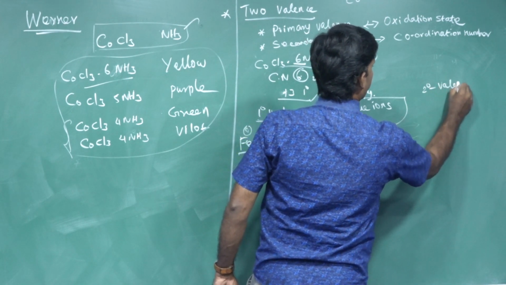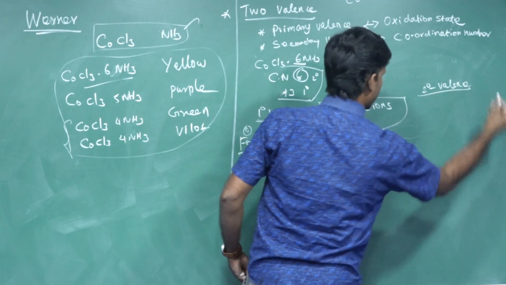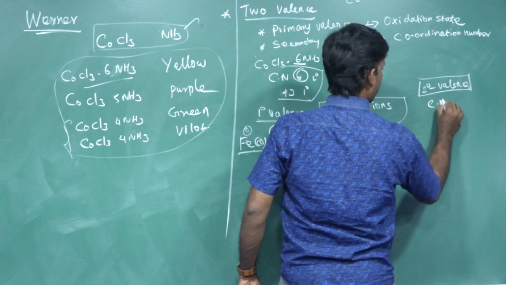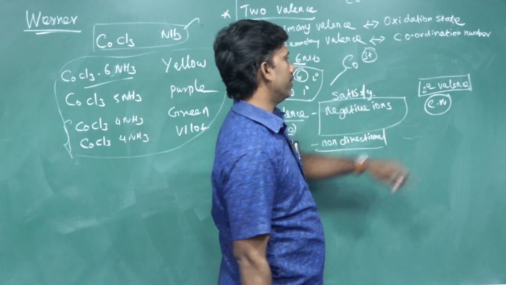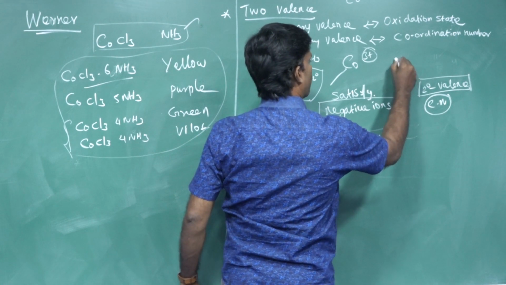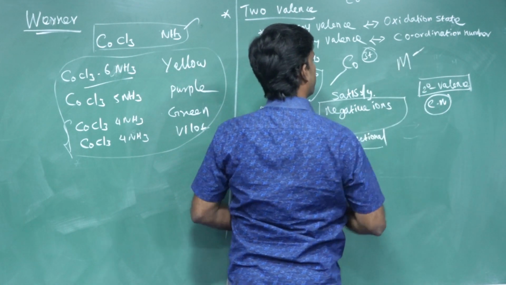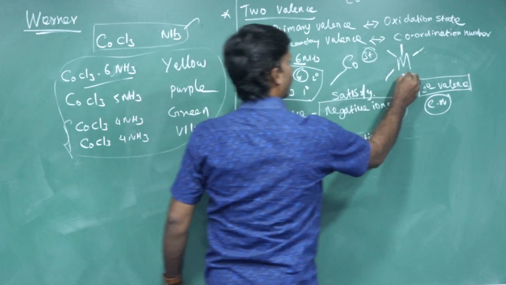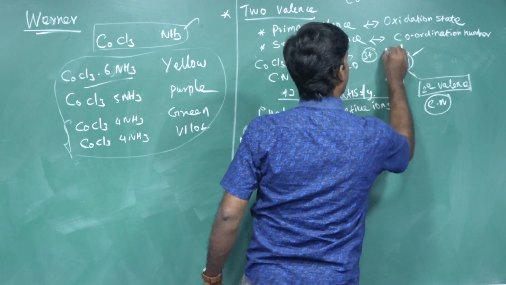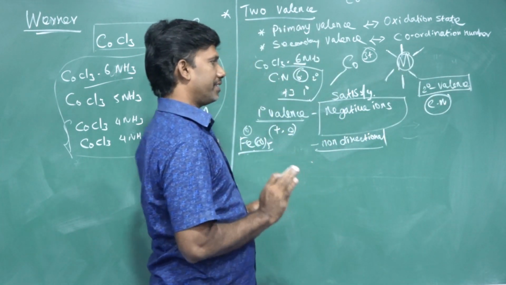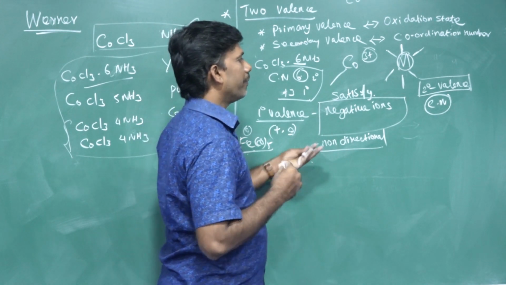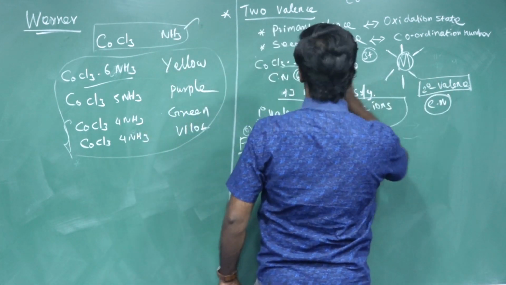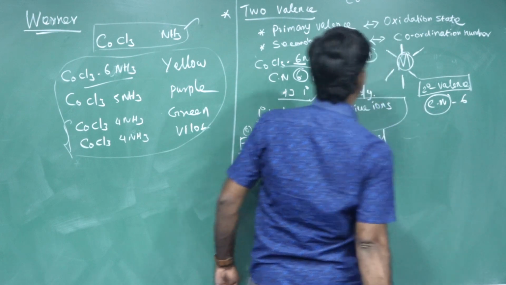Then let us move on to secondary valency. Secondary valency is nothing but the coordination number, as we said already. What do you mean by coordination number? It is the number of atoms surrounding the central metal atom. If it is surrounded by 6, this is called coordination number 6. The exact definition is the number of chemical bonds formed between the ligands and the central metal atom. So there are 6 for this complex.